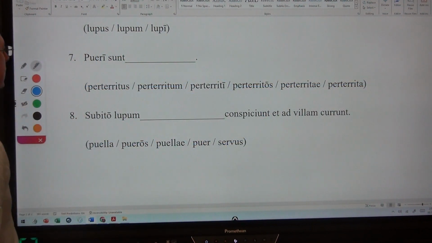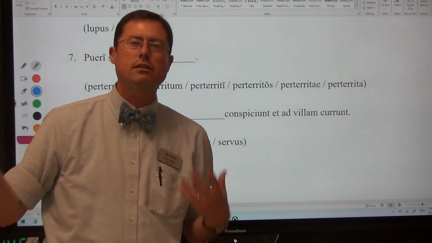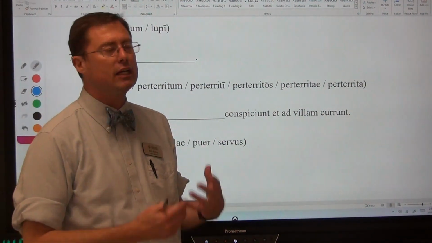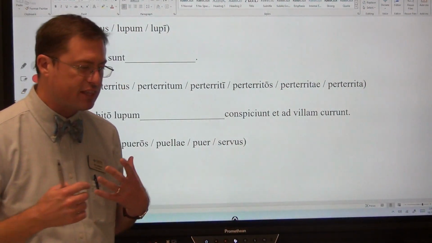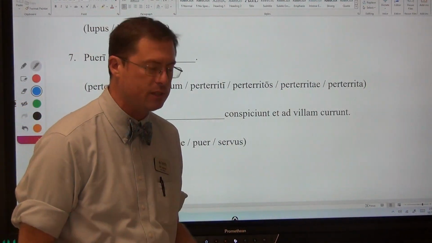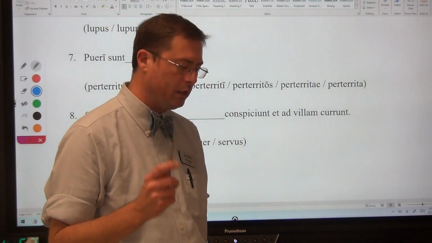And so use your context clues of the rest of the sentence to figure out whether you are in need of a subject, nominative form, or an accusative direct object form. Your 5th item, and I think there are going to be 6, your 5th item is puellae. P-U-E-L-L-A-E.